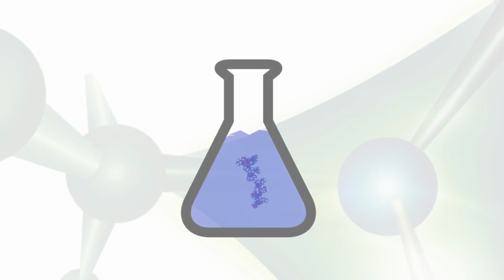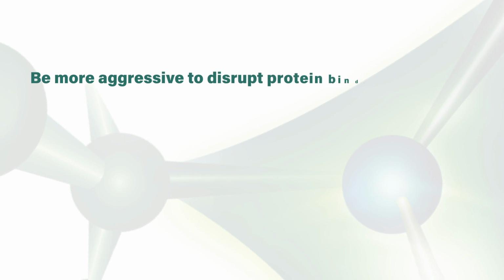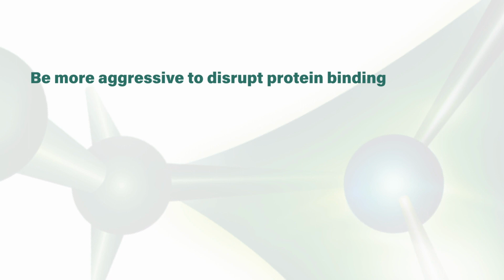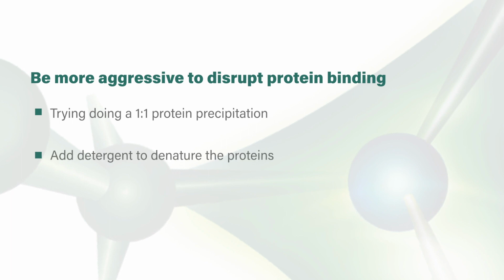Another problem that can be difficult to troubleshoot is maybe you noticed low recovery when you had your peptide in the sample matrix, but the recovery was actually fine when it was in the standard solution. What happened? Well, it could be either the following. You may need to be more aggressive to disrupt your protein binding. If the sample dilution with the 4% phosphoric acid solution or the 5% ammonium hydroxide solution doesn't work, try doing a 1-to-1 protein precipitation, taking care that you keep the ratio low or you'll precipitate your peptides right out with the proteins. You can also add detergents to denature the proteins, like SDS or guanidine hydrochloride.